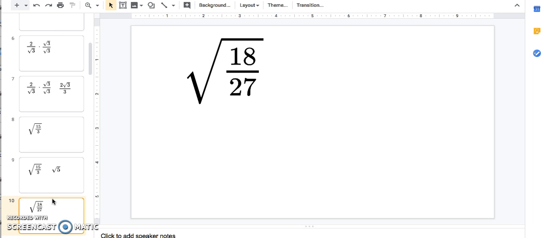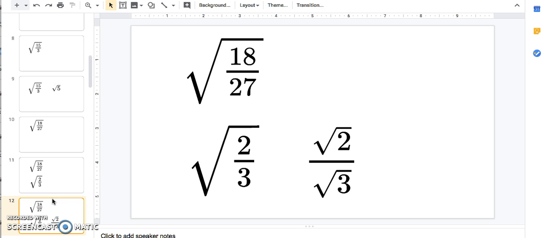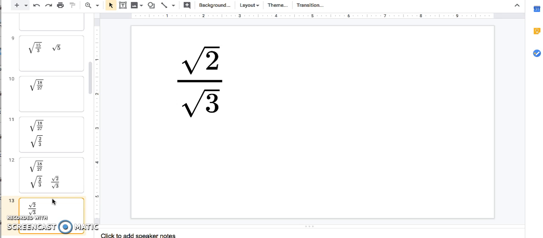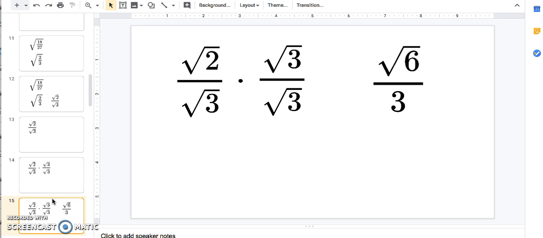Number 10, I have the square root of 18 over 27. Reduce the radical first, or the fraction first. I will get square root of 2 over 3, so 18 over 27 reduces to 2/3. So then I can rewrite that as radical 2 over radical 3. It's the same thing. So now I'm going to rationalize, multiply top and bottom by radical 3, since that's in the bottom, and I'll have radical 2 times radical 3 is radical 6. Radical 3 times radical 3 is 3. So I'll have radical 6 over 3, and that would be my answer.